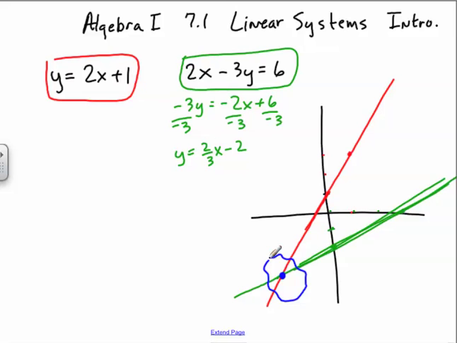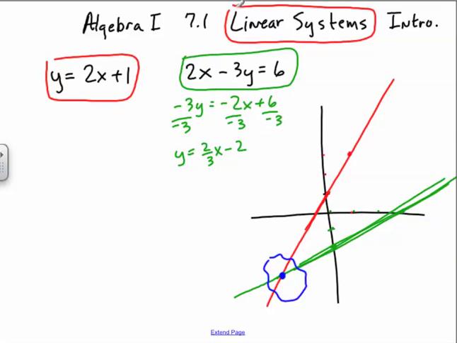Now, let me clarify this name up here, linear systems. A linear system is just when we're talking about two or more equations in the same variables, x and y in this case, that we graph on the same coordinate plane. And we're looking for, like I said, the common solution to these two equations. If I graph them, I see the point where they intersect is the common solution.